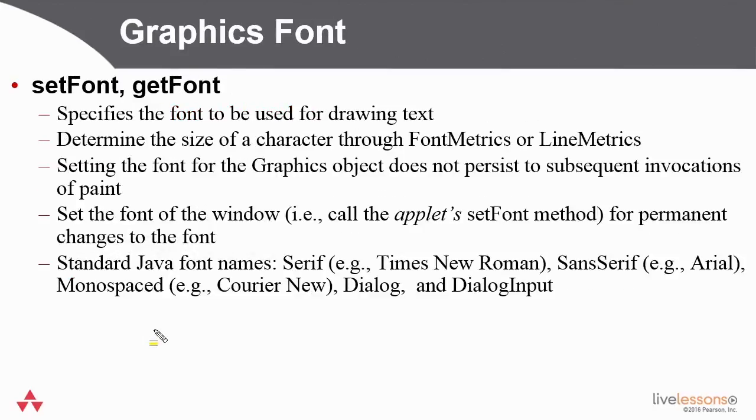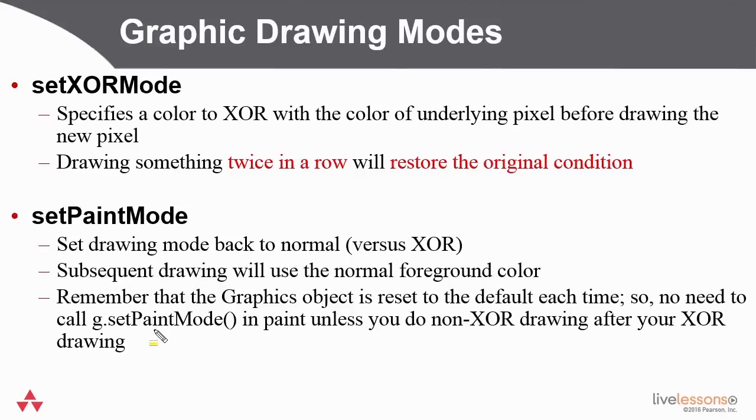You can change fonts. That's useful if you draw strings. You can do XOR mode, which has to do with lines that, when they overlap existing drawings, are pixelated so that you can reverse them. That's basically used for rubber banding.